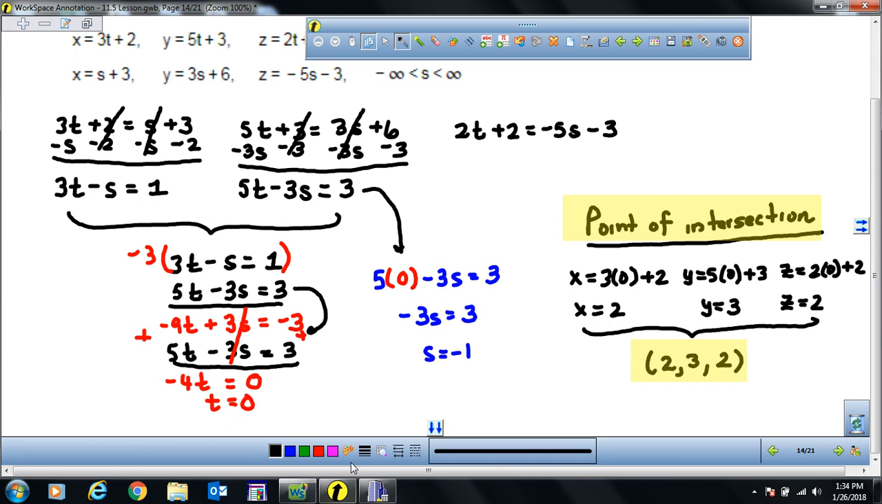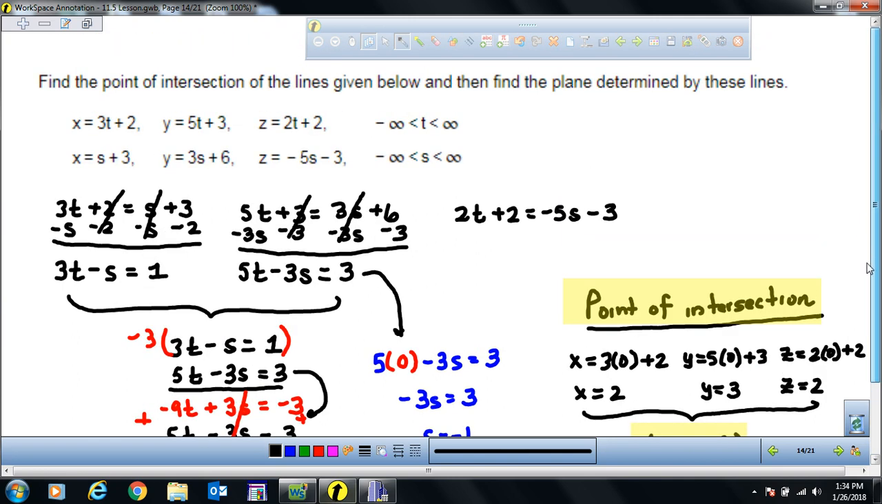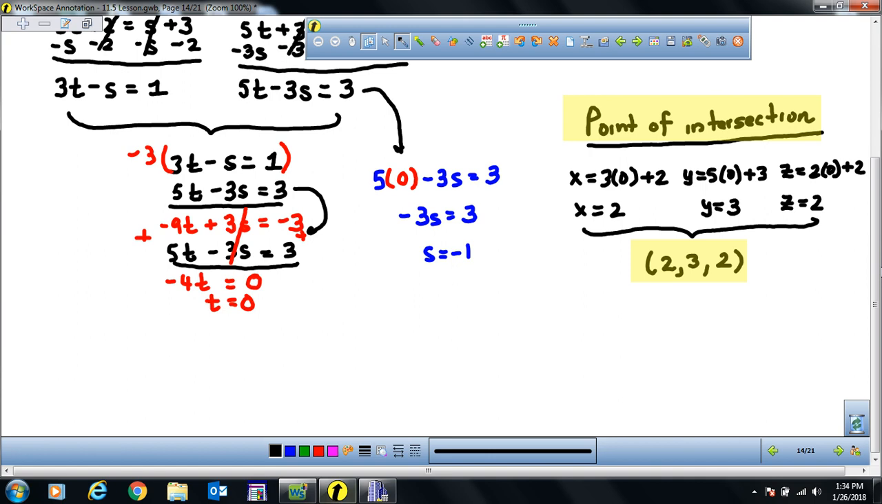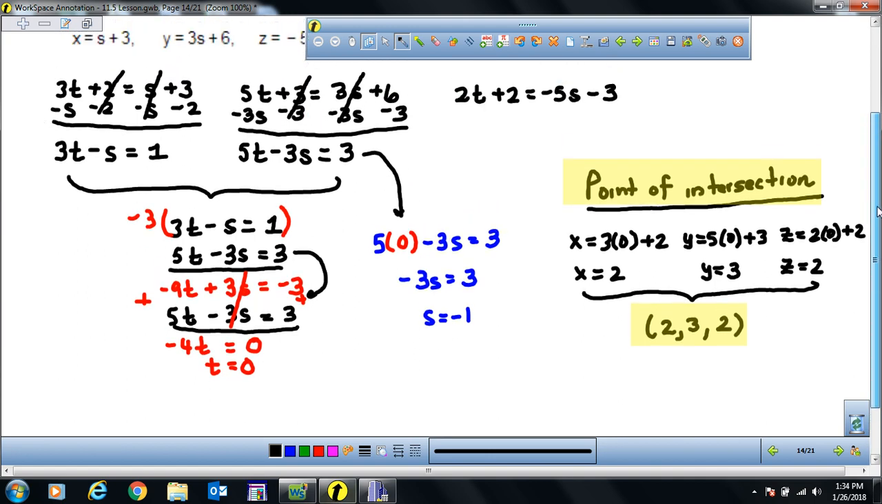Now, second, what do we need to do next? Okay, we need to find the equation of a plane that will contain those two lines, right? So I can use the components of these lines as my I, J, and K: 3, 5, and 2. But those components will be parallel to that line, right? So we're going to say that those components will be parallel to the line.